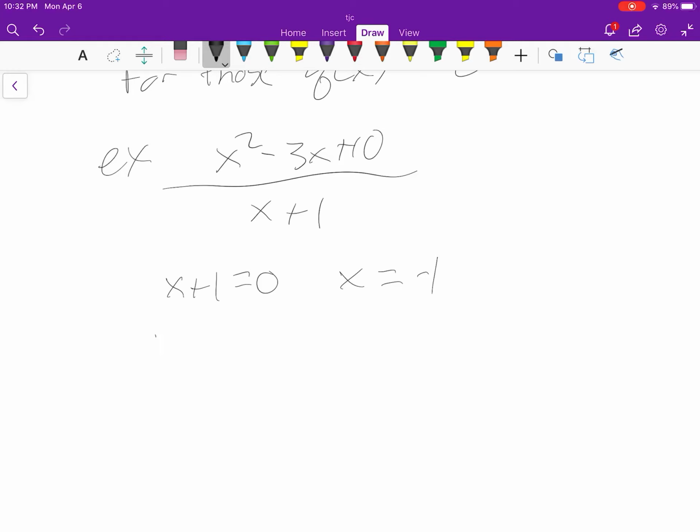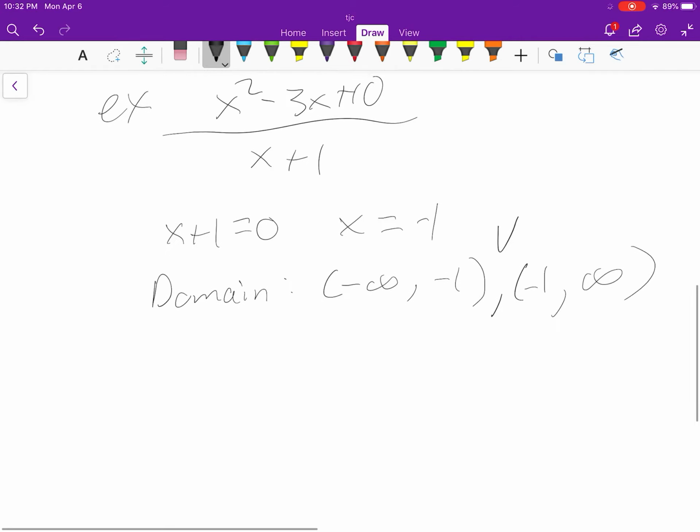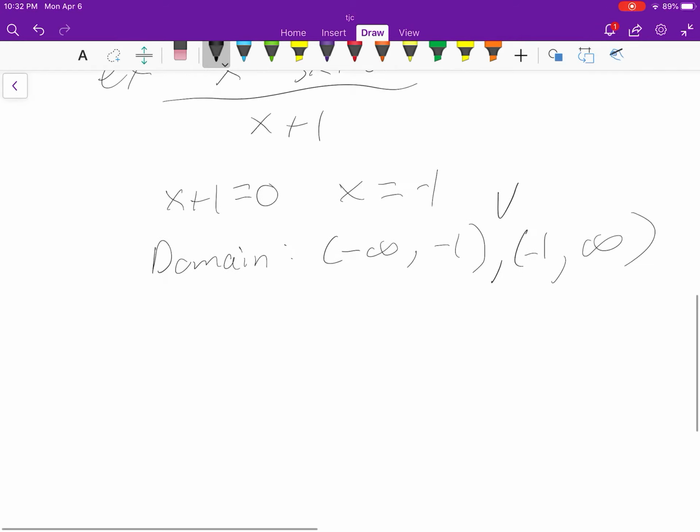So how we write that is your domain is from negative infinity up to negative 1, and then from negative 1 to positive infinity. Now you could use a union here, or you could just say all reals except for negative 1. There are different ways you can do this, but that's the domain.